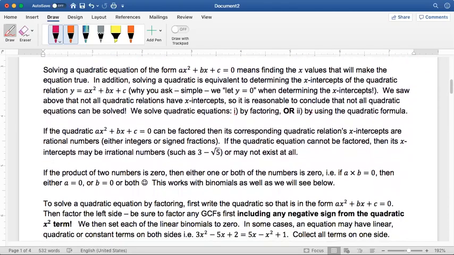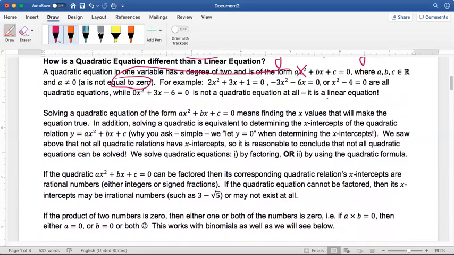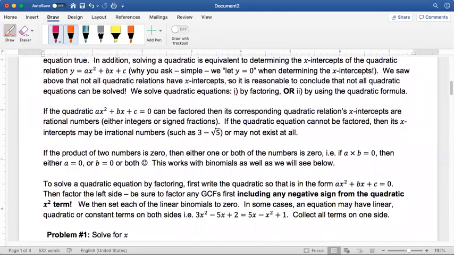So solving a quadratic equation of this form means finding x values that make the equation true. In addition, solving a quadratic equation is equivalent to determining the x-intercepts of the quadratic relation y equals ax squared plus bx plus c. When you let y equal 0, you're finding the x-intercepts. So one of the things we saw in our warm-up here was that not all quadratic relations have x-intercepts. So it makes sense that not all quadratic equations can be solved. In other words, there may not be a solution, so no solution to all quadratic equations.